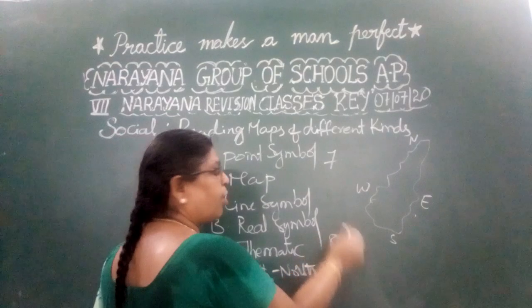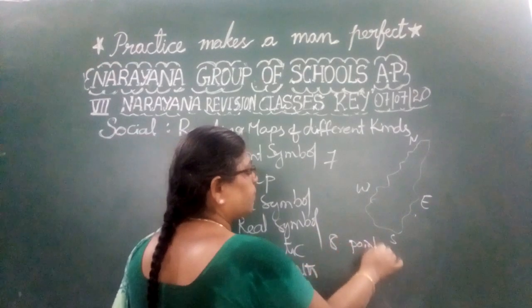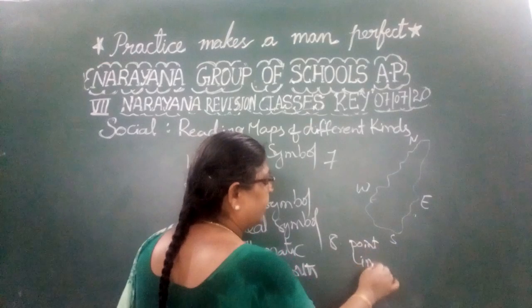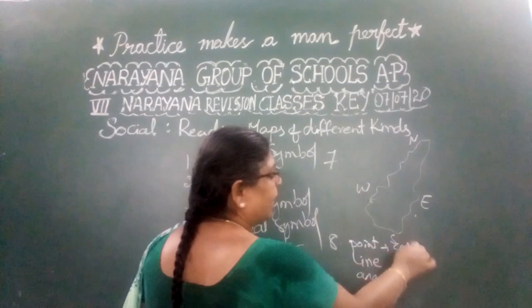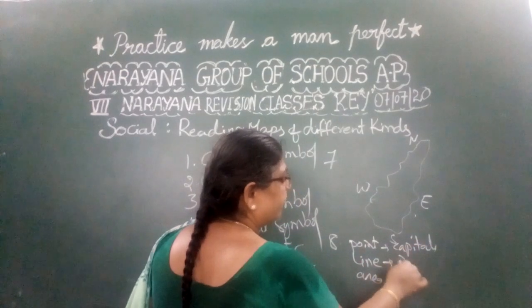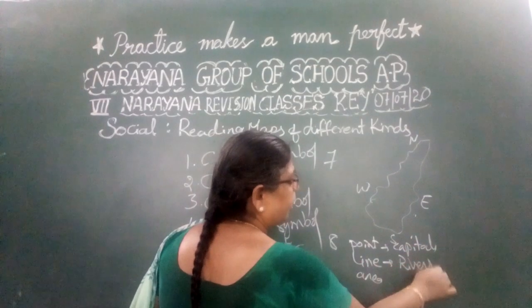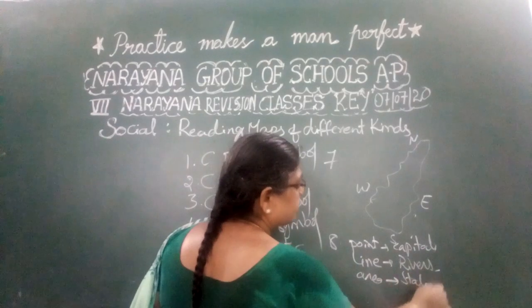Just now I told you how many symbols there are. Point symbol is there. What is the next one? Line symbol is there and area symbol is there. Point symbol for capitals, line symbol for rivers, railway tracks, etc. Area symbol for states, districts, etc.